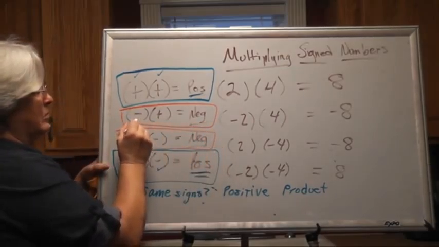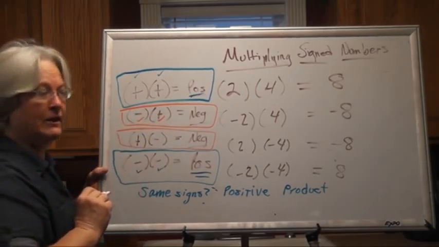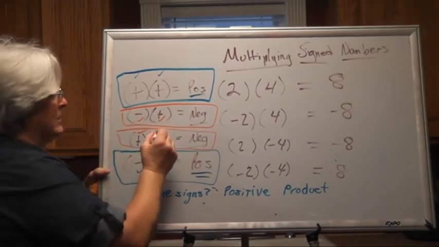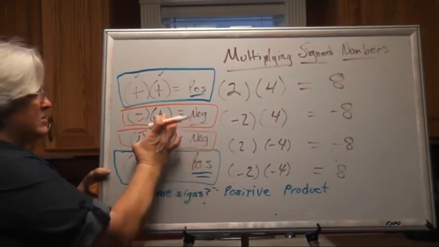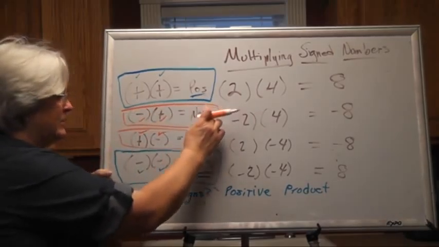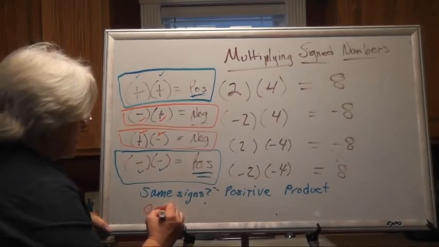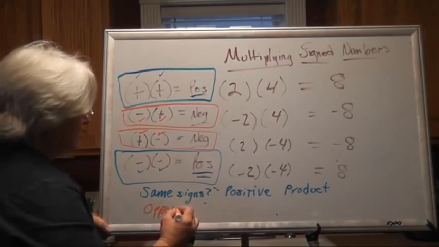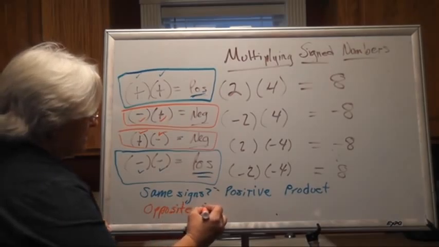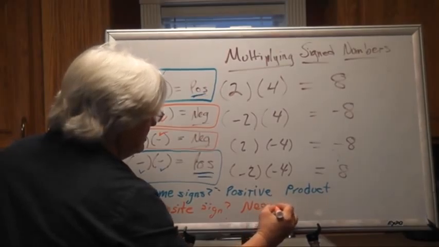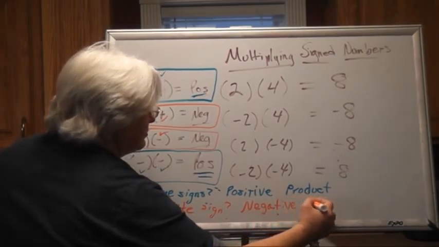Well, we have one positive and one negative factor. We have another one positive and a negative factor. So the signs are opposite and you get a negative product. So this is the pattern that you can recognize. Opposite signs. If you have oppositely signed factors, you are always going to have a negative product.